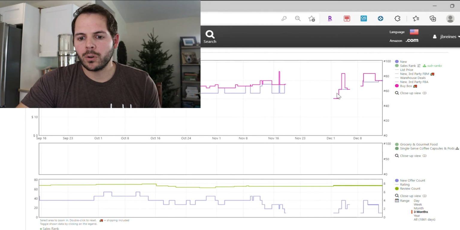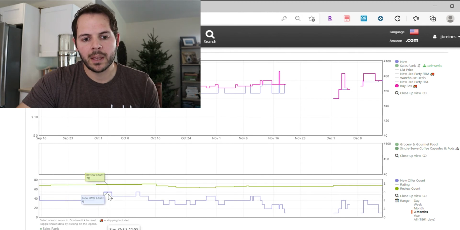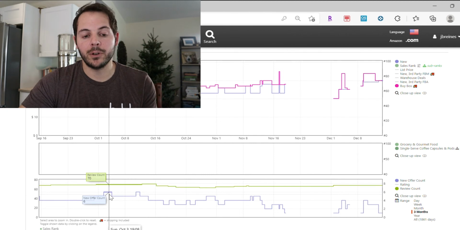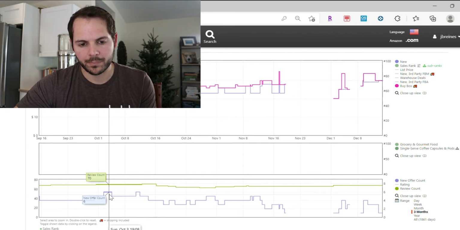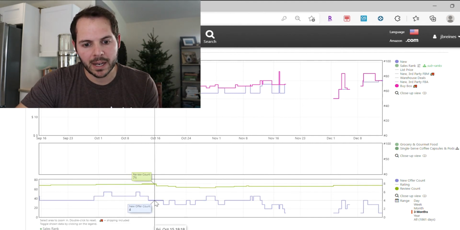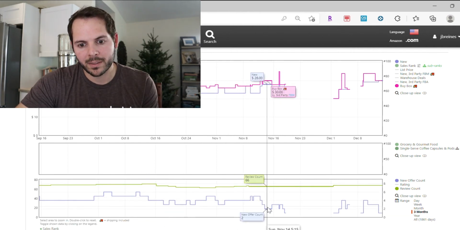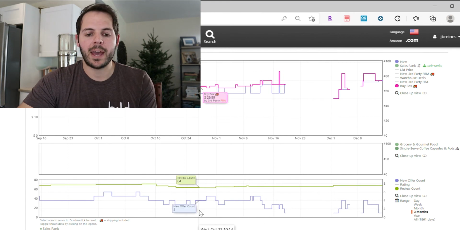What I'm gonna do is scroll down a little bit here, okay? This is a really telling line. This blue line that I'm on right here at the bottom tells you how many people are selling this product at any given time as new, okay? So right here you'll see at this point in time there was 6 offers. At this point in time there was 5. At this point in time there was 4, then 3, then 4, then 5, then 2, okay?